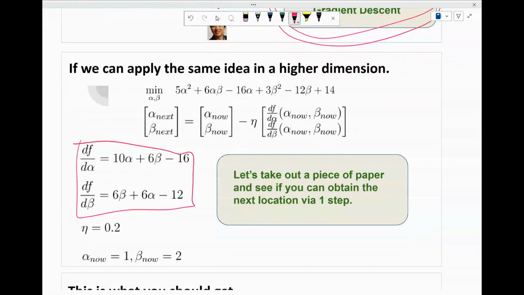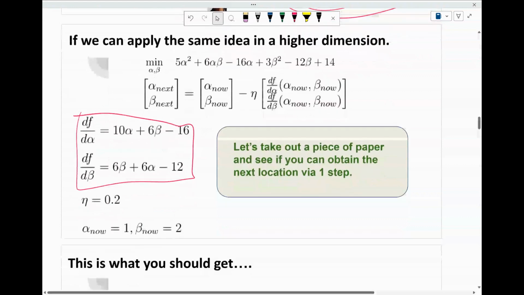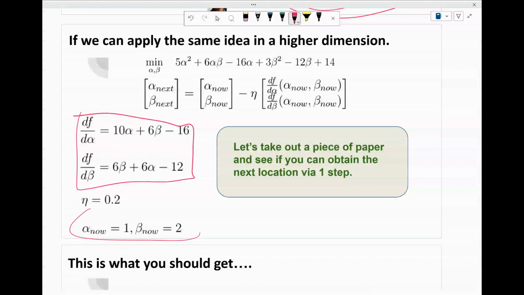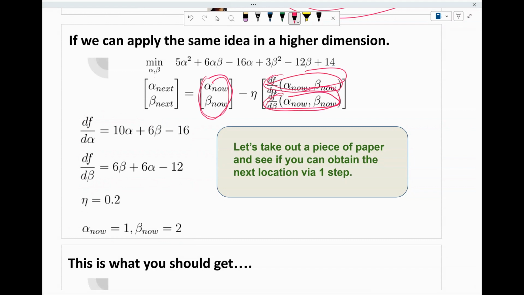So what you can do is you just pick some starting point. You can start walking from anywhere. Depending on where you pick, it might take you longer to get to the final destination. But let's say you pick these 2 points, so that's the alpha now. And then after this, you can calculate these values. So you know this number and you can calculate this number. And we're going to pick the step size as 0.2. This implies that you can calculate the next point.